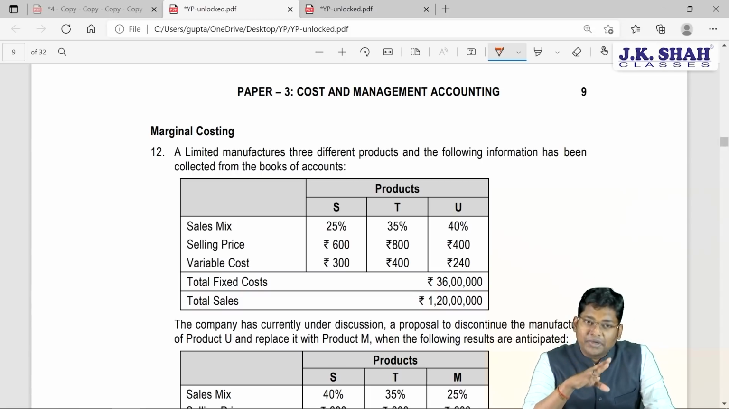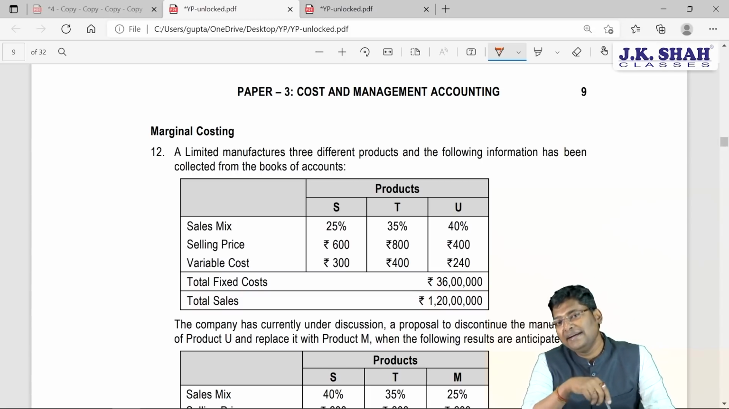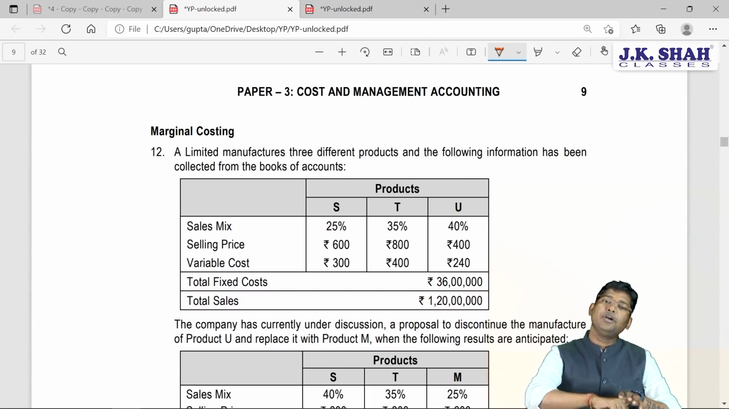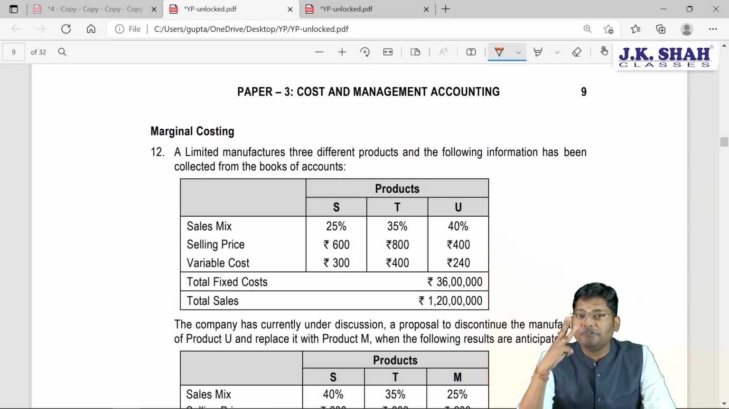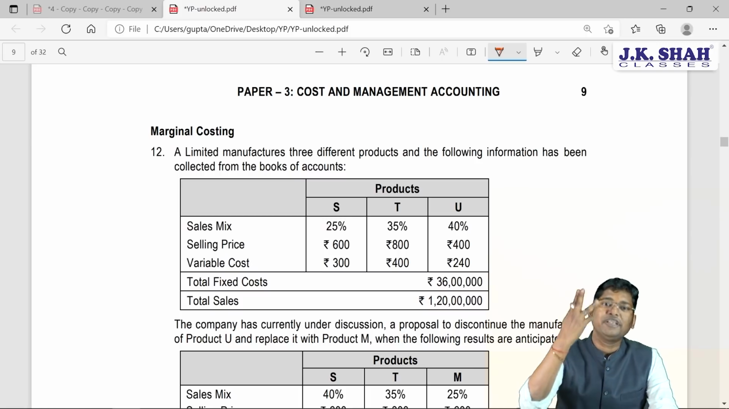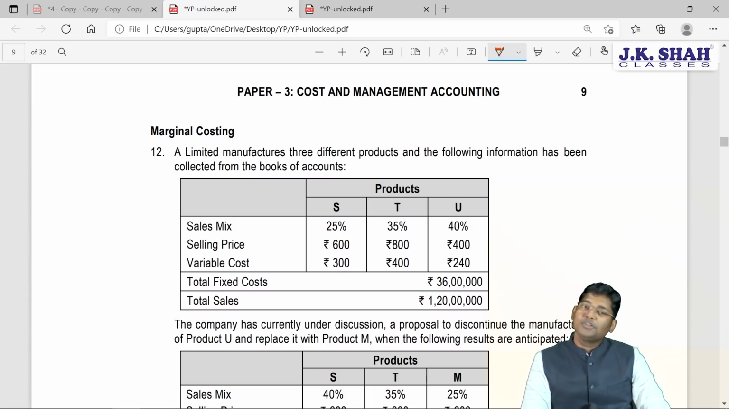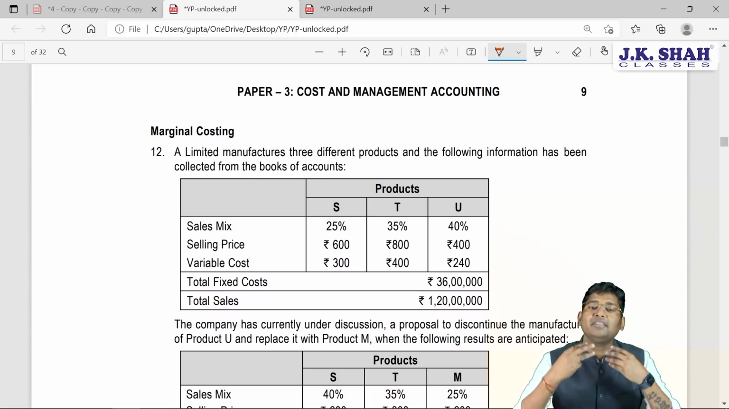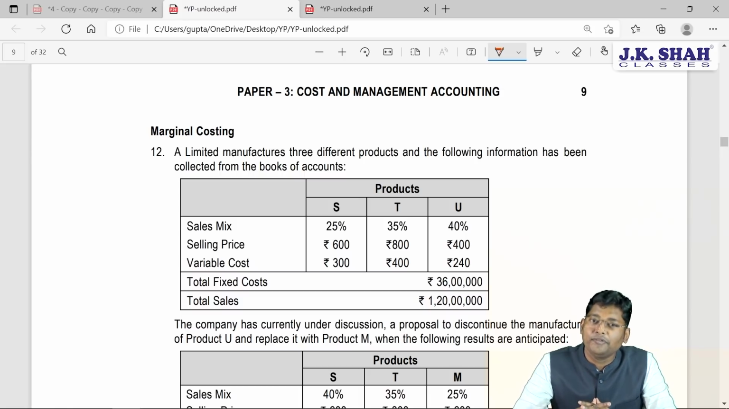Once this concept is over, second concept comes, which is related with contribution calculation. Contribution can be computed with the help of 3 different formulas. Formula 1 is sales minus variable cost, gives you contribution. Formula number 2, profit plus fixed cost. If you are going in the reverse order, then also you can compute the contribution. And third formula is sales into profit volume ratio.